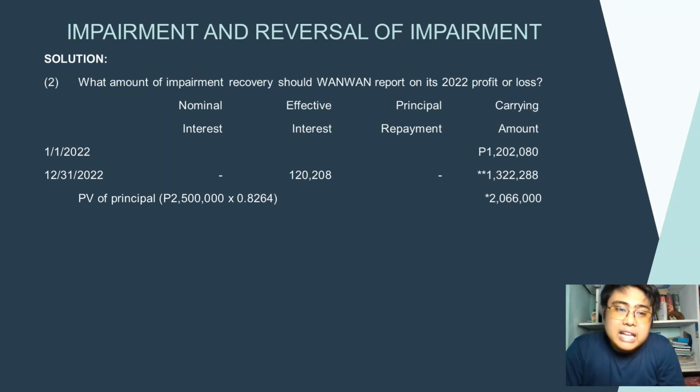So, sir, kaya na ba nating makompute ang gain on reversal of impairment? Kung titignan mo, pansinin mo pag minus mo yung 2,066,000 na recoverable amount sa 1,322,288, supposedly ang iyong gain on reversal is 743,000 at malamang makikita mo sa multiple choice yan. But 743,000 is wrong. Sir, bakit mali? This is just common sense. Magkano ang nirecord mong impairment loss last year? As I remember, that is around 698,000.